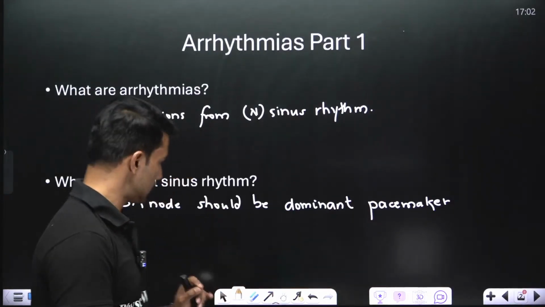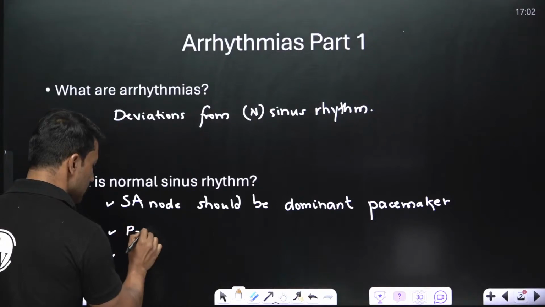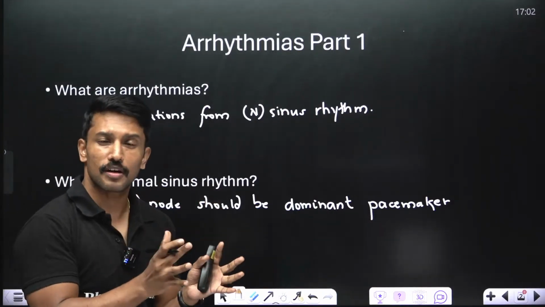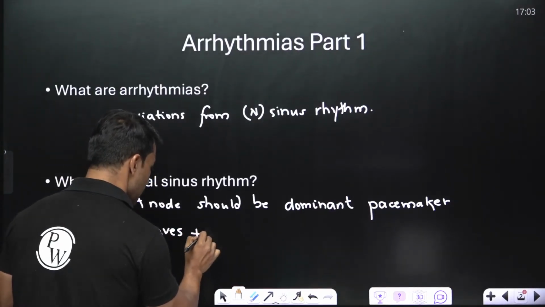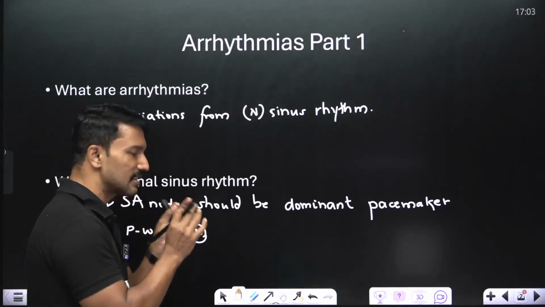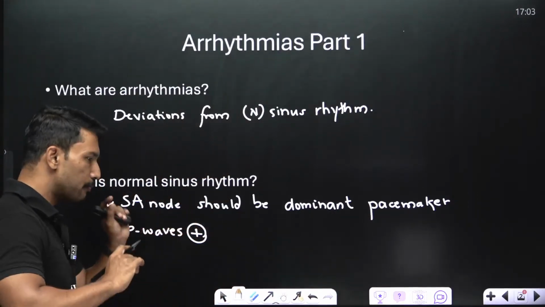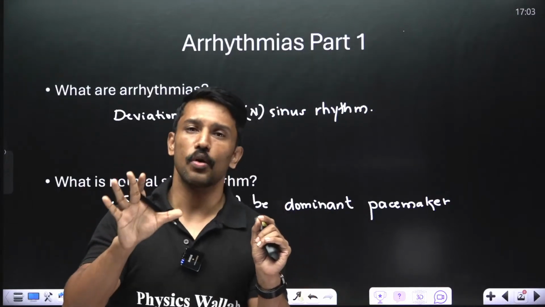Okay, clear? Second, if the SA node is the pacemaker, there should be no other accessory pacemaker functioning, right? So in that case, if I look at the ECG, P wave should be present or absent? When the SA node is the pacemaker, it is sending a wave of depolarization across the atria. Of course, P waves will be present. They should be morphologically distinct and identifiable, right?